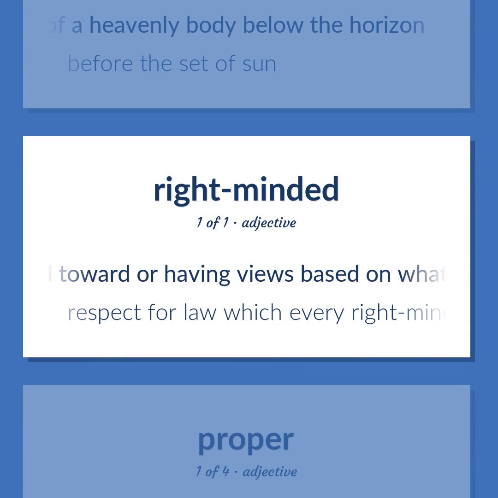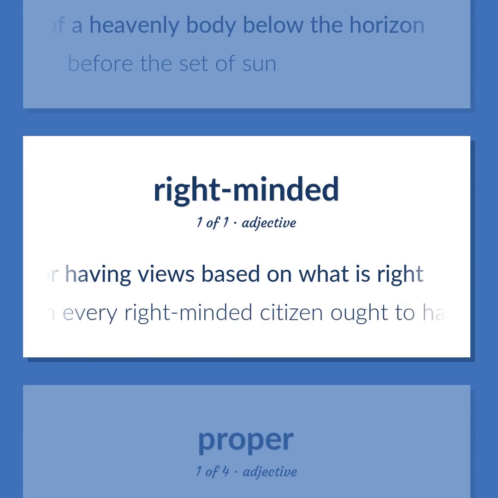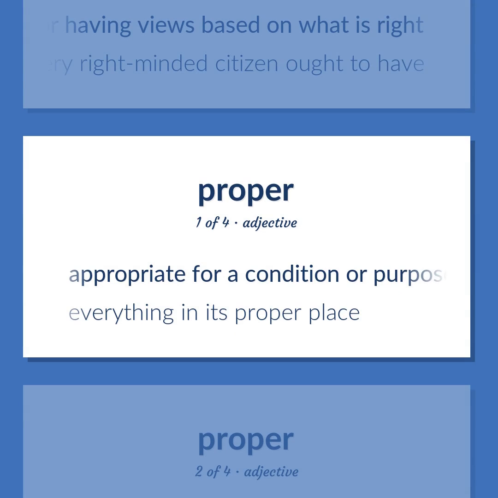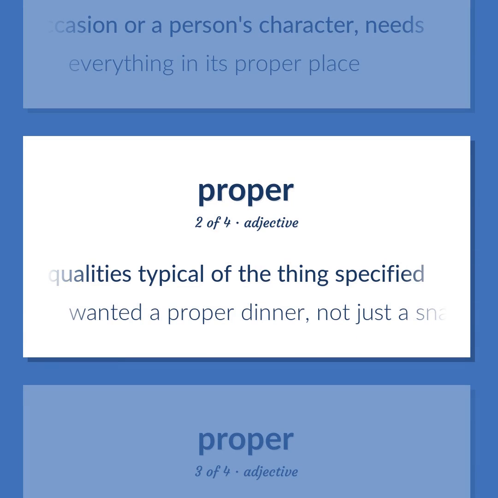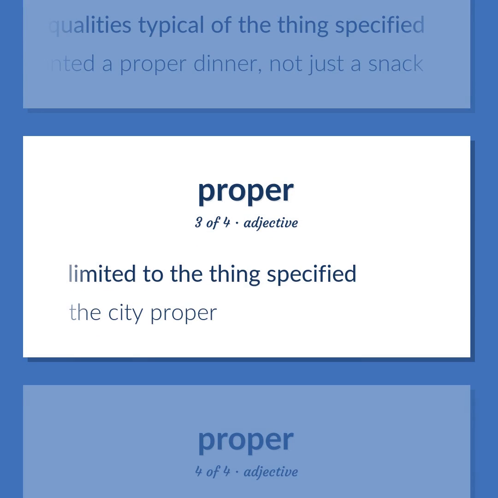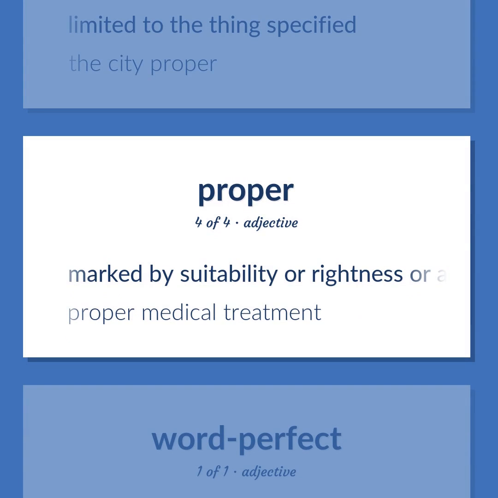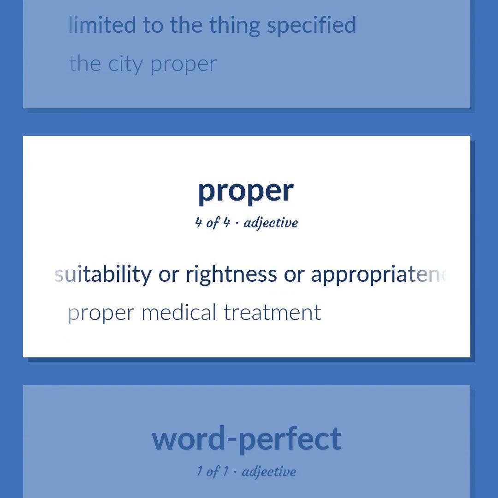Disposed toward or having views based on what is right. Respect for law which every right-minded citizen ought to have. Appropriate for a condition or purpose or occasion or a person's character, needs. Everything in its proper place. Having all the qualities typical of the thing specified. Wanted a proper dinner, not just a snack. Limited to the thing specified. The city proper. Marked by suitability or rightness or appropriateness. Proper medical treatment.